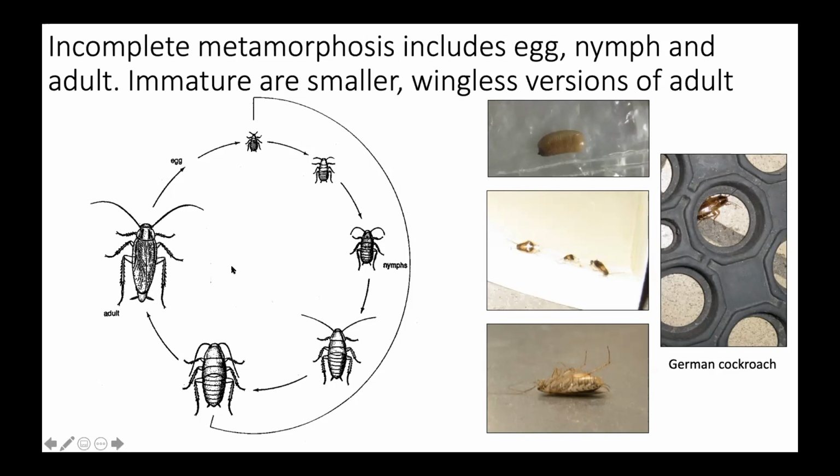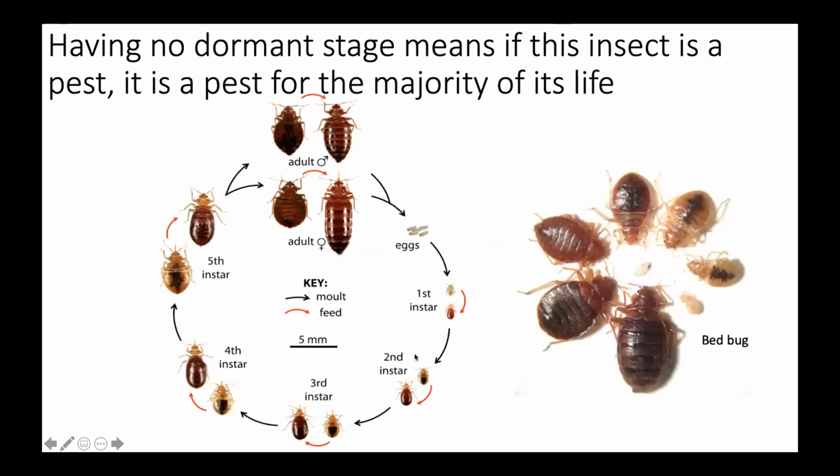So this is a German cockroach here, and you can see that there's no dormant stage. They're just going around getting bigger, and then as an adult, that's when it has wings. This is what the egg case looks like, and here are some smaller nymphs before reaching adult. Bed bugs also go through incomplete metamorphosis.